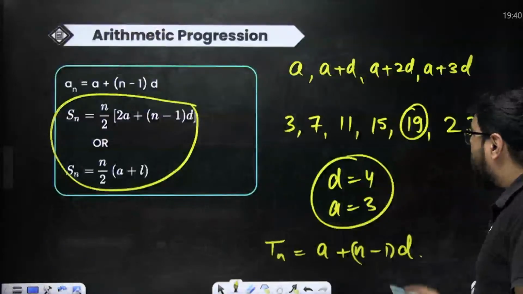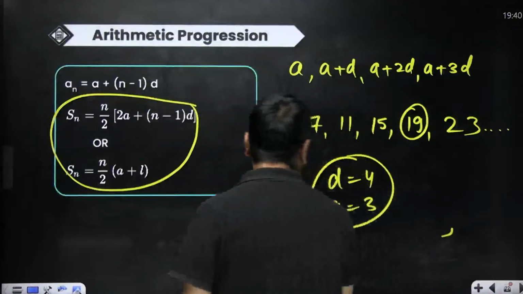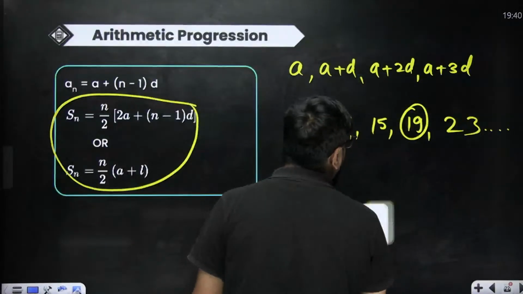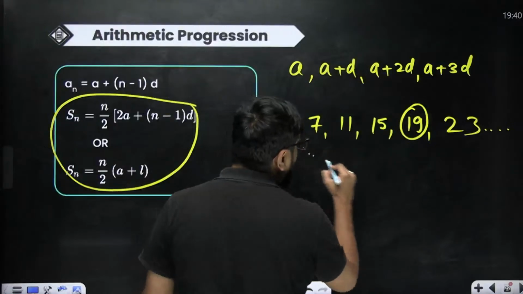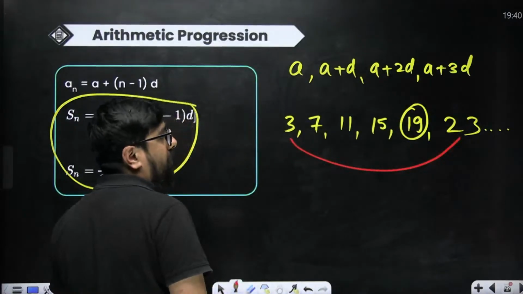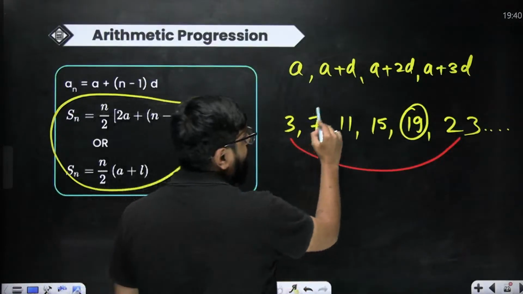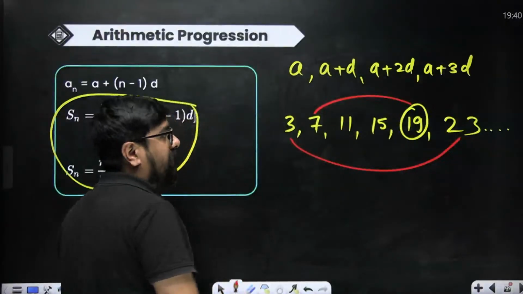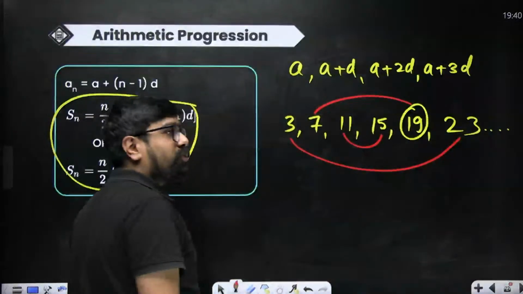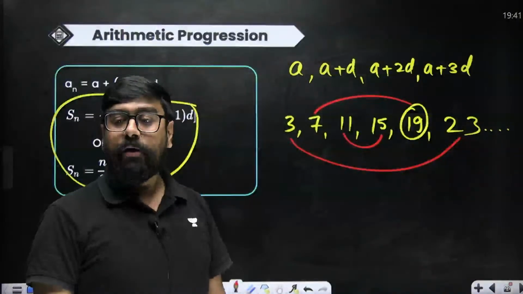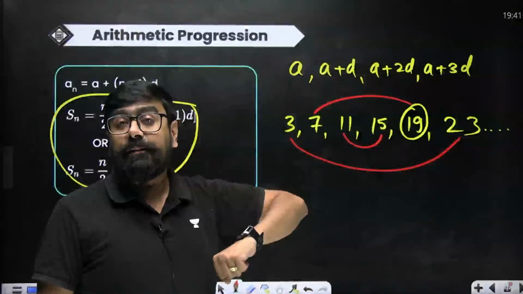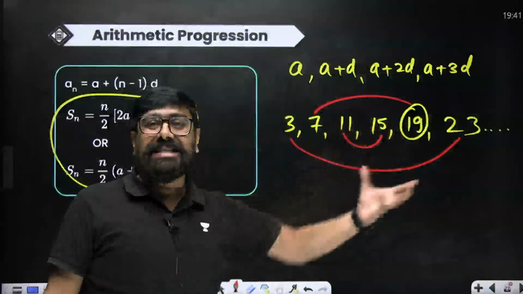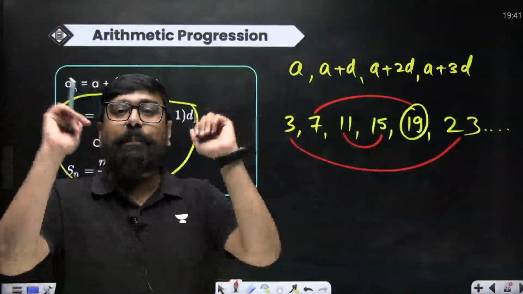If I look at any AP, I realize that this particular term and this term, if I add them up, I get 26. If I add these two, also I get 26. Add these two, I get 26. Oh my God, this is how I realized that I can derive a formula for sum of n terms. Why? Because of equidistant terms in any part of the AP.